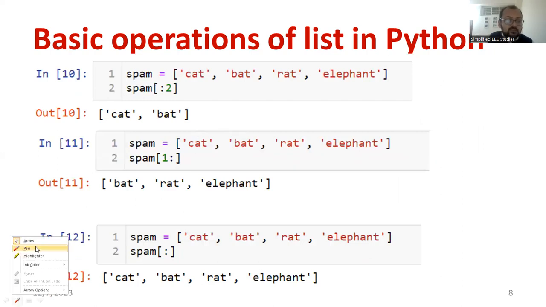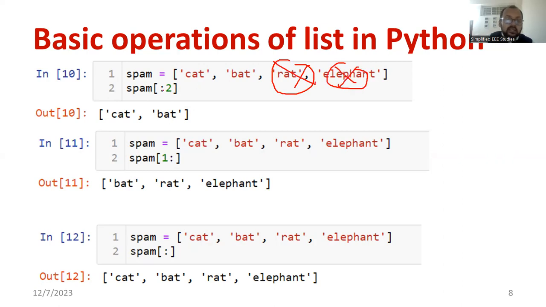Moving on to the further discussion. Here you can see spam of :2. That means what will happen? See, if I do it in this fashion, please identify the second element: 0, 1, 2. Afterwards, these two will be deleted. Only the 0th and first elements will be printed. So the second element onwards is going to be deleted automatically. So the new list will be cat and bat. Here you can observe, if I do it in this fashion, spam 1:, only 1:.